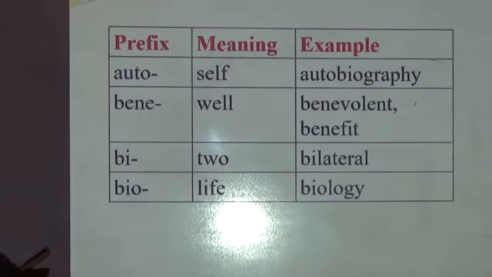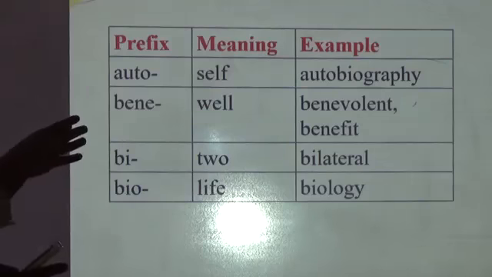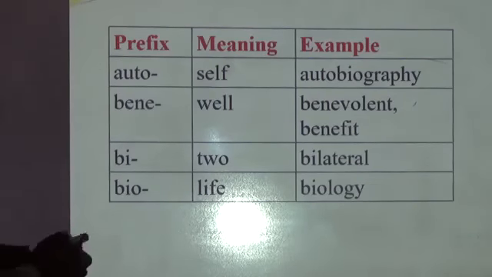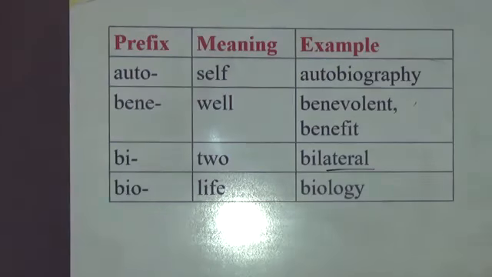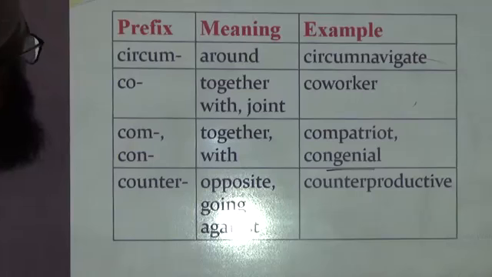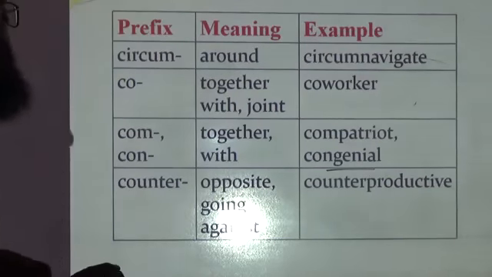Bene, that means well. Benevolent, benefit. By, that means two, bilateral. Lateral meaning side. Bilateral, that means two sides. Bio means life, biology, that means the study of life. Circum, that means around. Circumnavigate, to travel around by water.